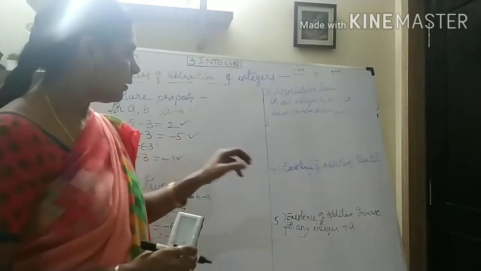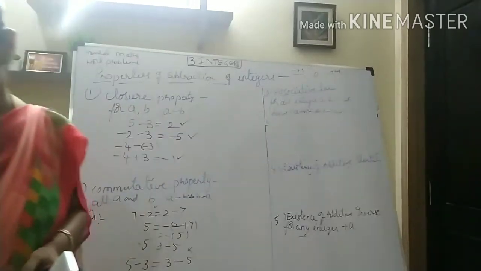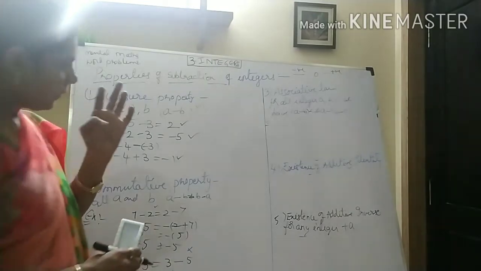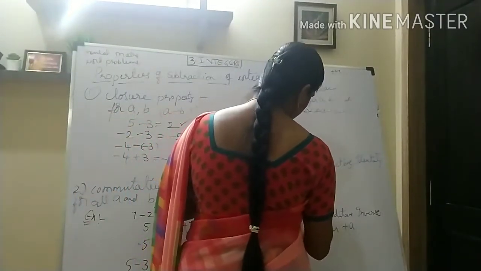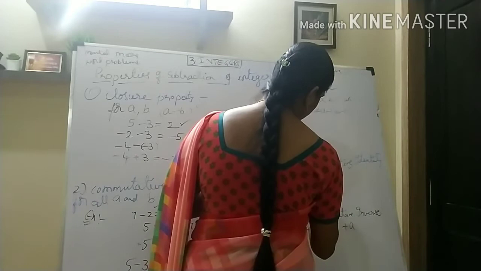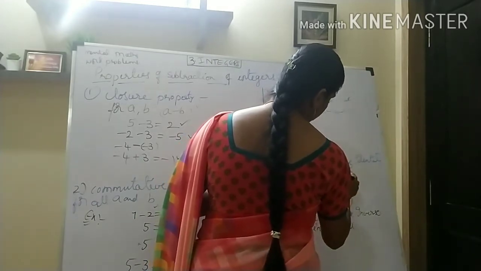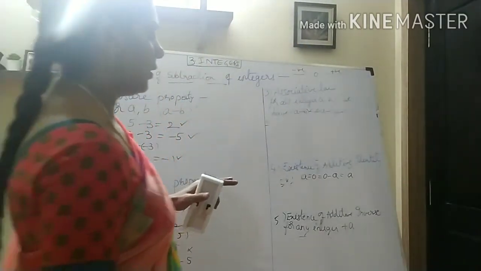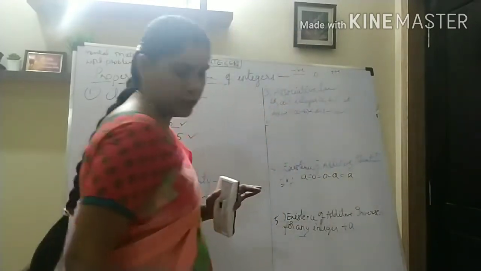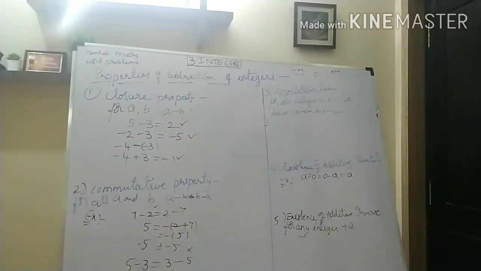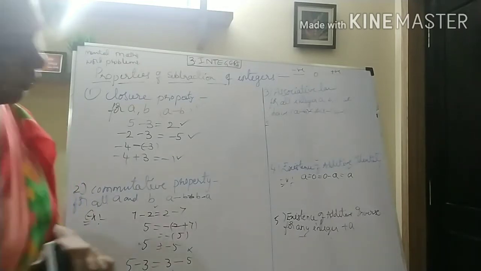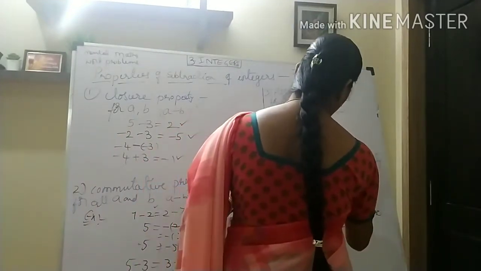Okay. Now see existence of additive identity. Existence of additive identity. Subtraction we are talking, right? See with example. a minus 0 equal to 0 minus a? What do you have to get here? a only, that number only. So a minus 0 you get a only, and 0 minus a, you get minus a.